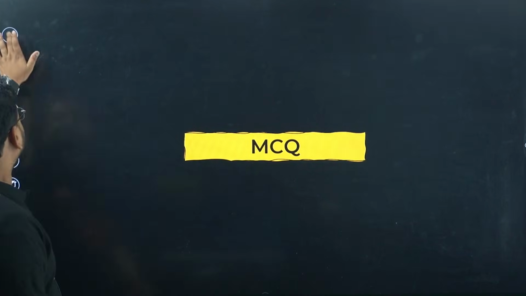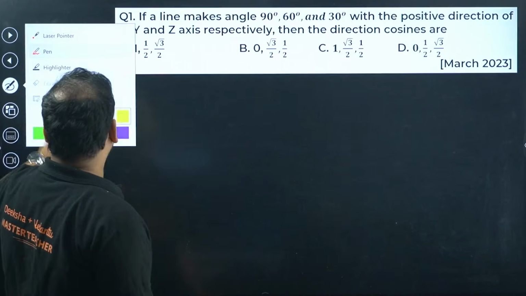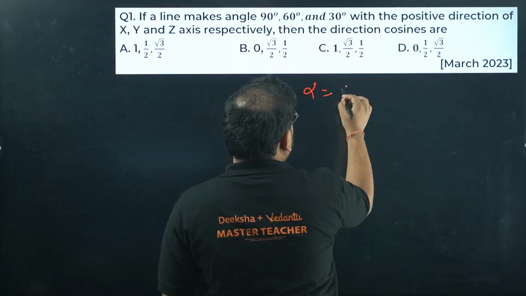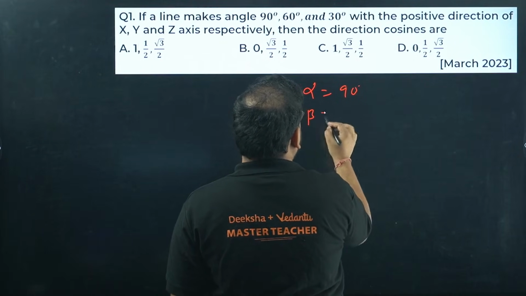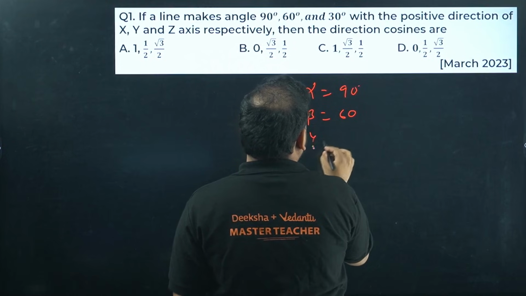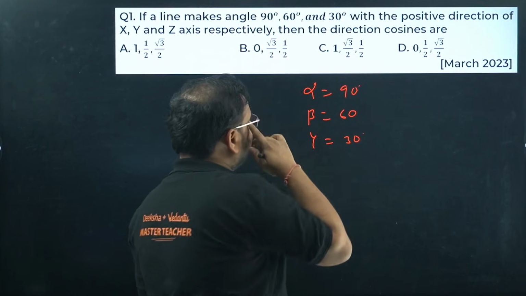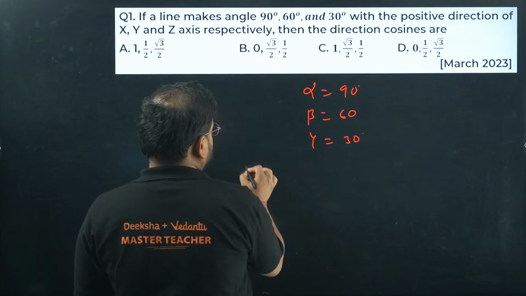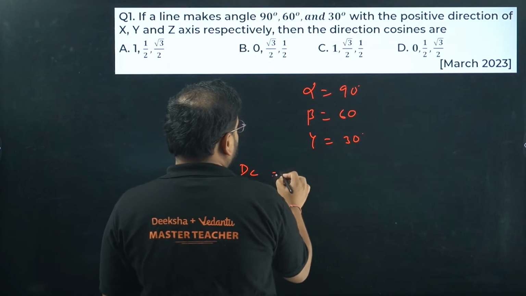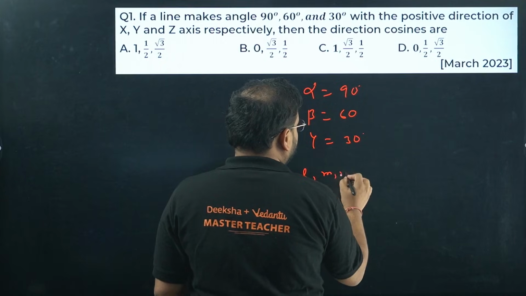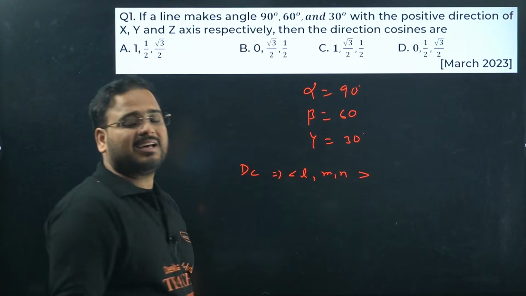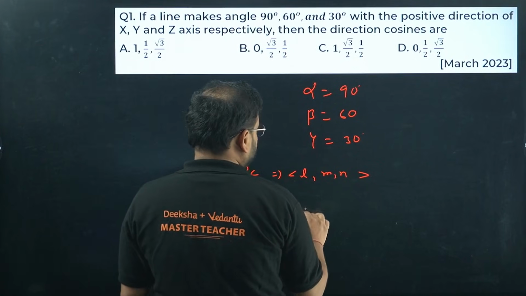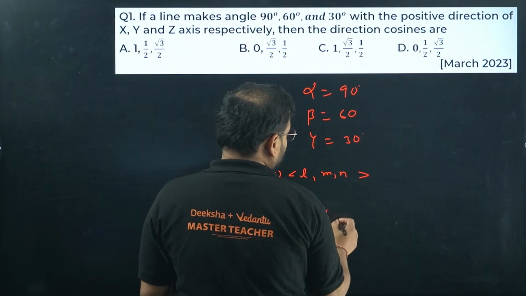So what we have over here is question number 1. If a line makes angles 90 degree, 60 degree and 30 degree, so your alpha is 90, beta is 60, and gamma is 30, given like this with positive x-axis. What is the value of DCs? They're asking us the value of DCs, so basically L, M, and N. L value is cos alpha, M value is cos beta, N value is cos gamma. When you do that, cos of 90 is 0, cos of 60 is going to be what? 1 by 2, and cos 30 will be what?